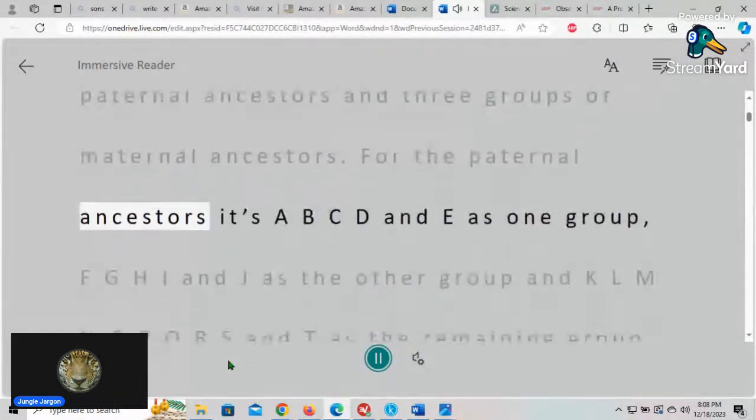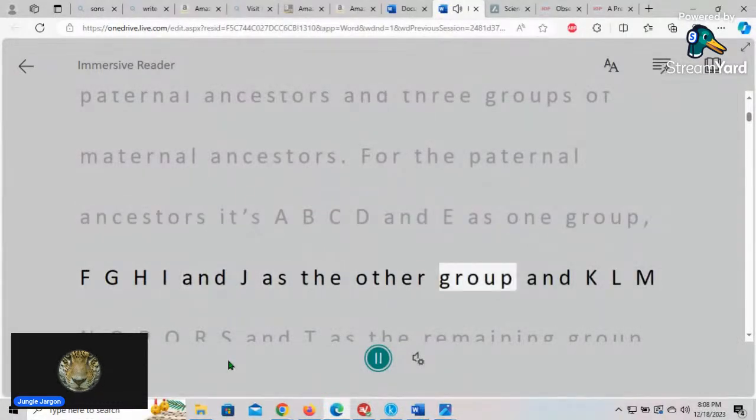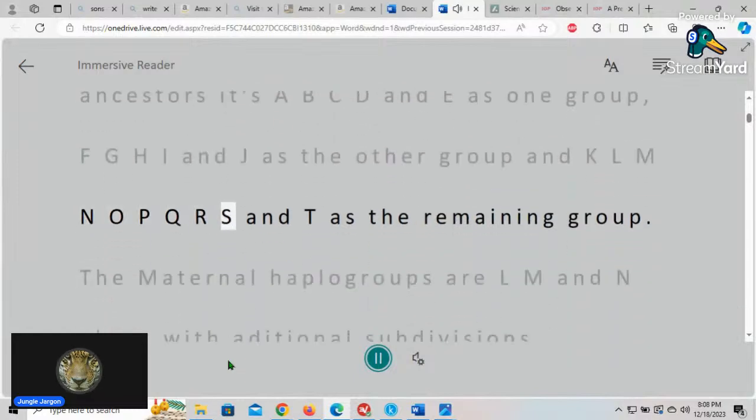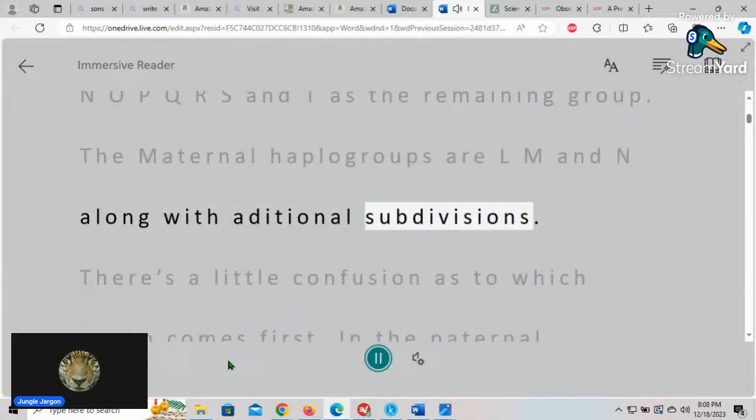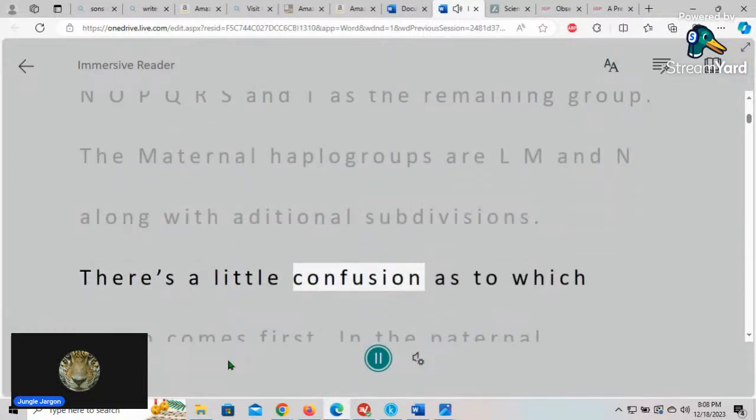For the paternal ancestors, it's A, B, C, D, and E as one group, F, G, H, I, and J as the other group, and K, L, M, N, O, P, Q, R, S, and T as the remaining group. The maternal haplogroups are L, M, and N, along with additional subdivisions. Next, and then the Semitic group as the last.